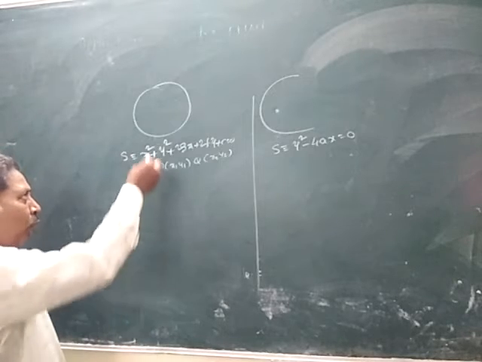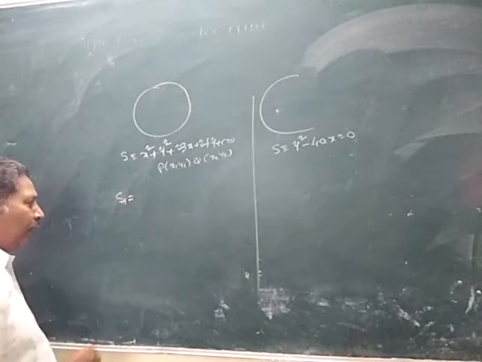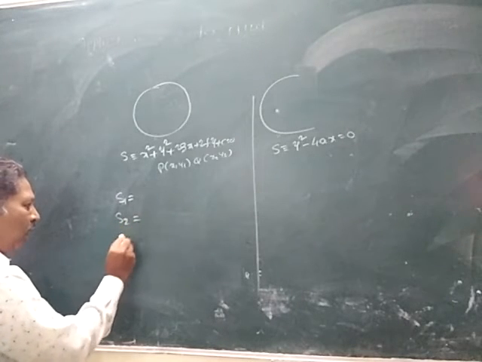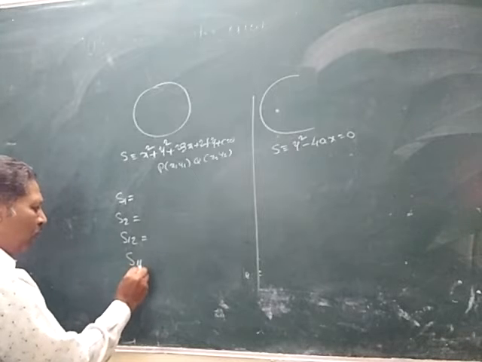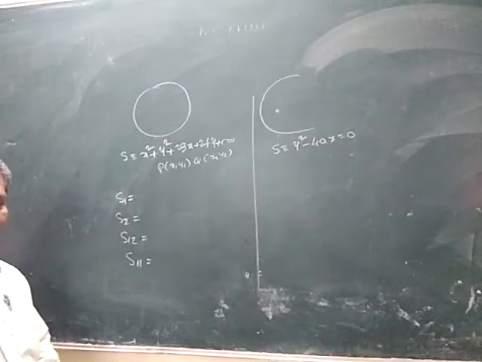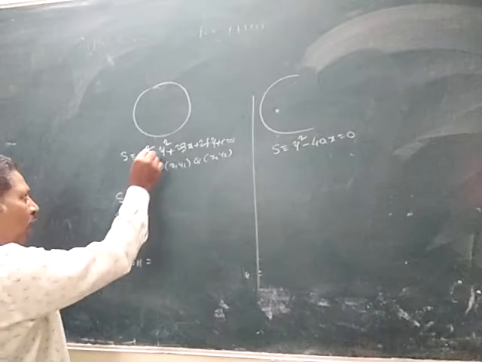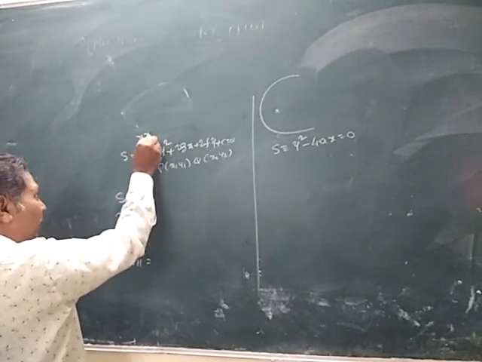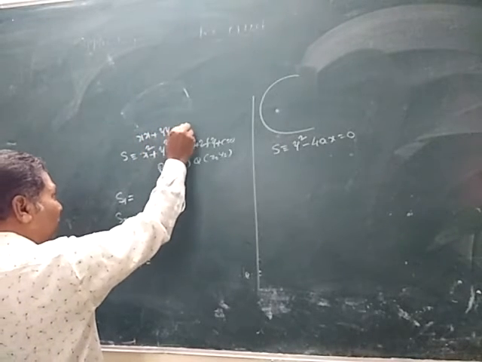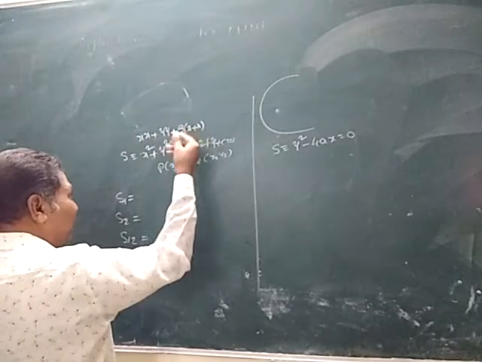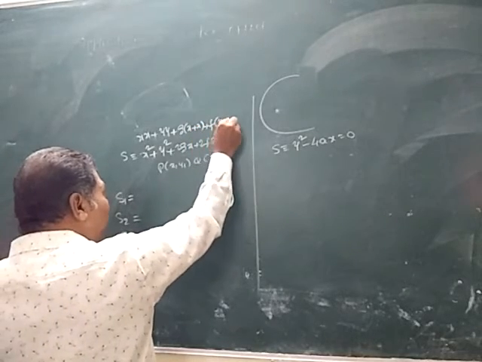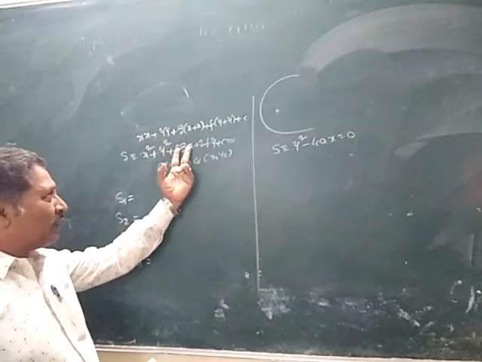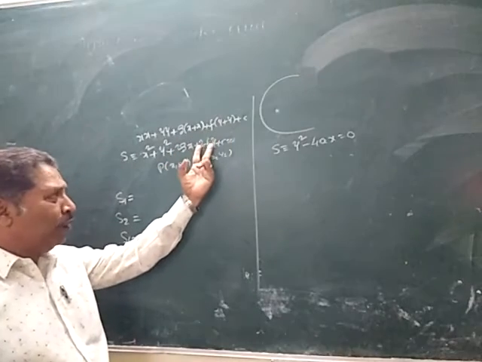Notations. Already we know how to write the S1 symbol, S2 symbol, S12, S11. x squared means x into x, y squared means y into y, and 2gx means g into x plus x, 2fy means f into y plus y, plus c. x plus x equal 2x, y plus y equal 2y.